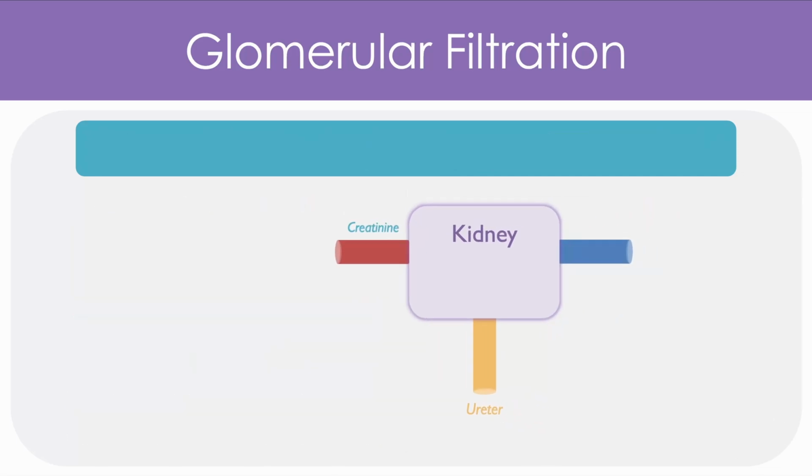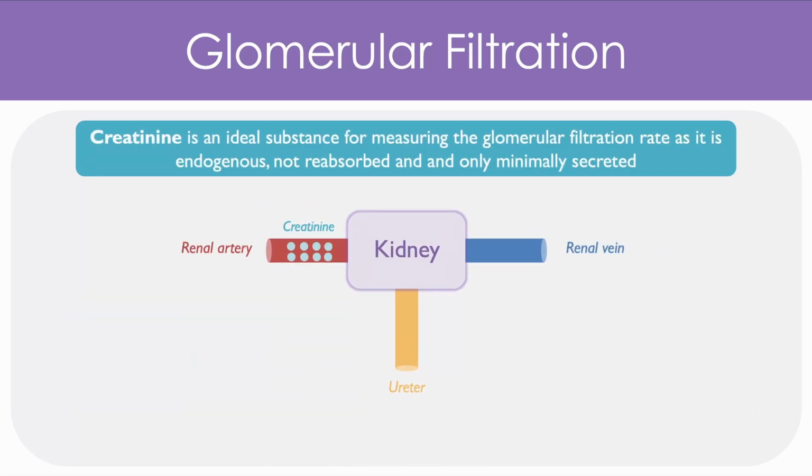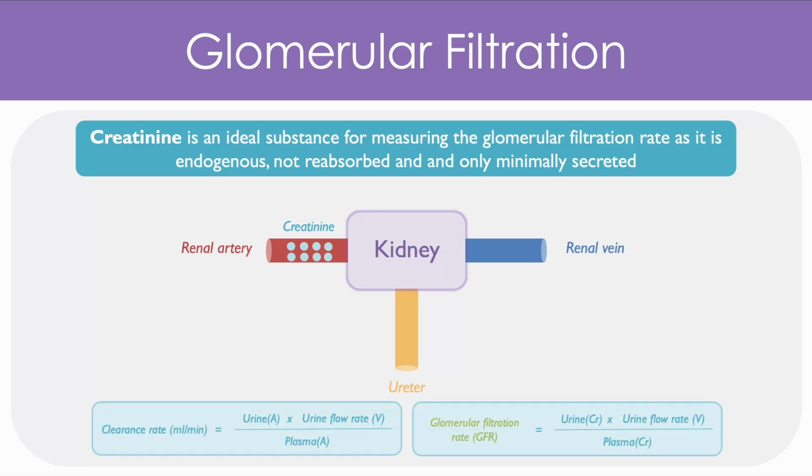To summarize this, creatinine is a good substance to measure GFR because it's endogenous, so it doesn't have to be injected, it's not reabsorbed, and only a small amount is secreted. If we take a look at our clearance equation, and we substitute urine creatinine and plasma creatinine, we can therefore work out the glomerular filtration rate. And the value of a normal GFR in healthy individuals is around 125 mL per minute.